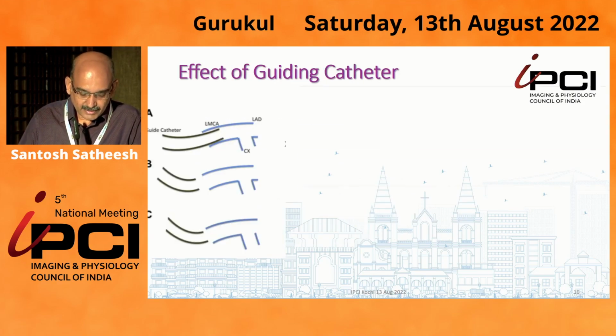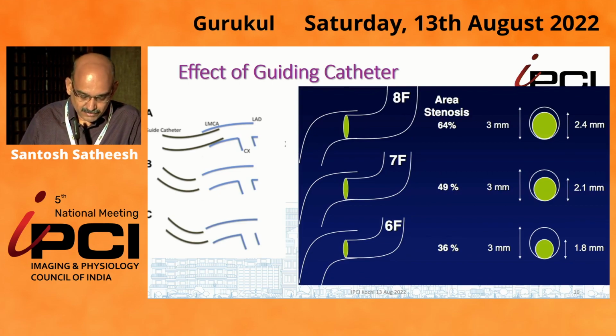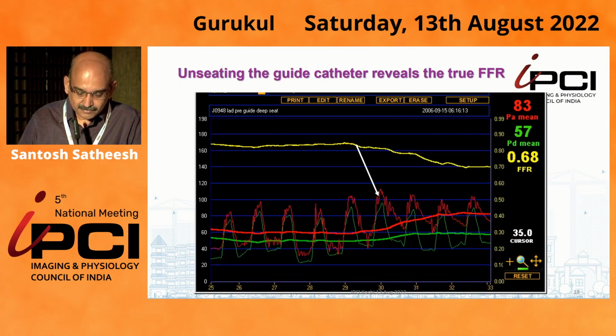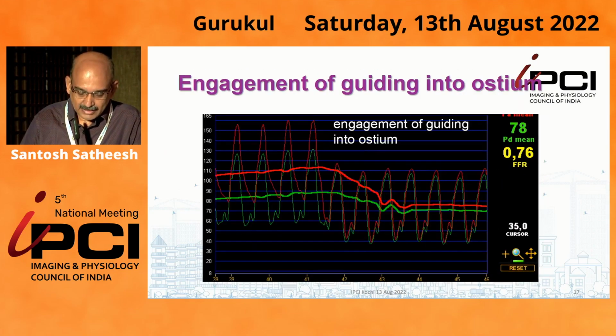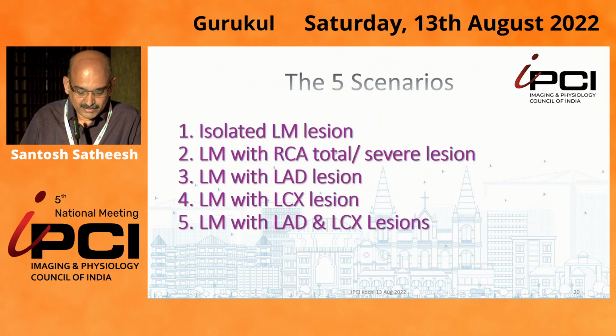The problem with the guiding catheter is also compounded in left main assessment, because if you use too large a guiding catheter, the guiding catheter itself can cause a false positive. And if the guiding catheter gets engaged, you can have a false negative value, like what you're seeing here. If the true FFR is 0.68 and you engage deeply, you will have ventricularization and a falsely high value will come. And this is very important: a safety wire or buddy wire should be placed in the aortic root to ensure that the guiding catheter does not get sucked in during the hyperemia phase.